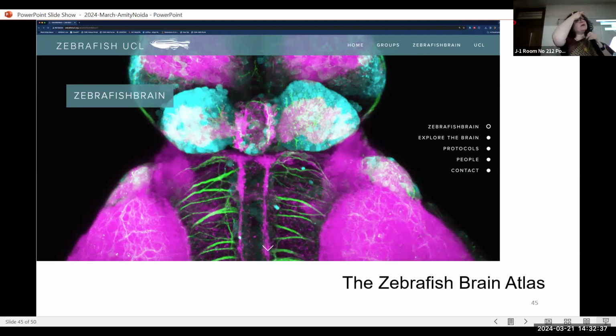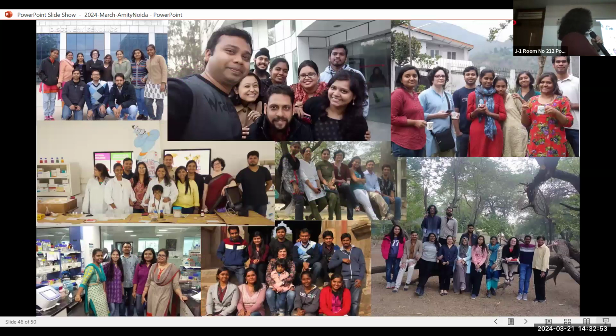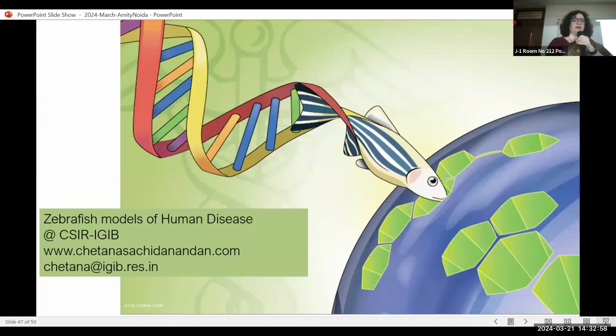So these lines can be used for asking molecular questions in detail of which neurons are important for which behavior, and doing a lot of beautiful experiments in the neurodevelopment area. So I'll finish with this, my lab over time, and I can take questions.